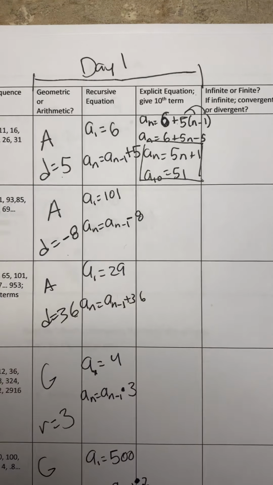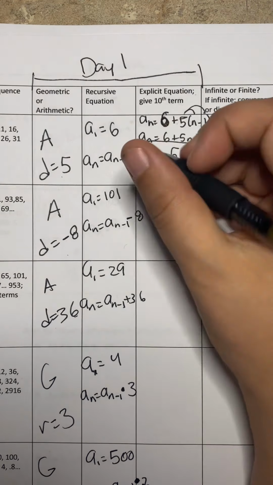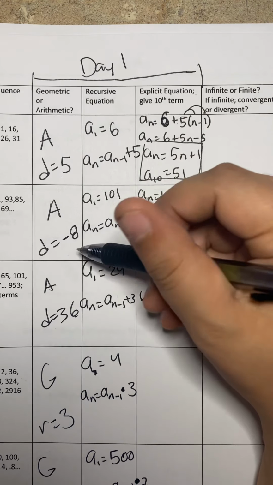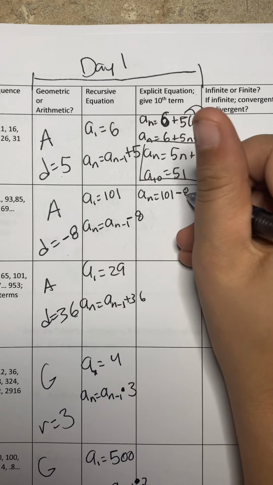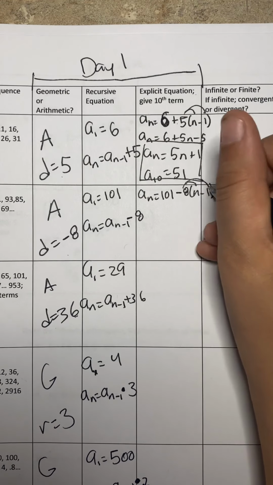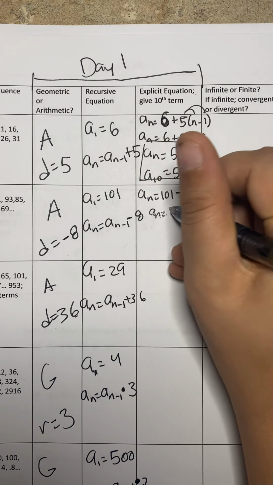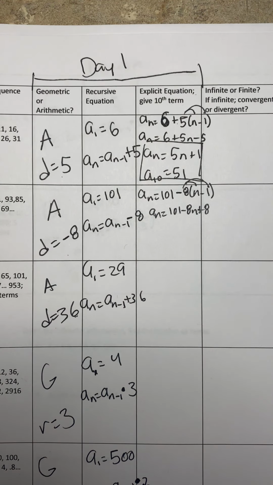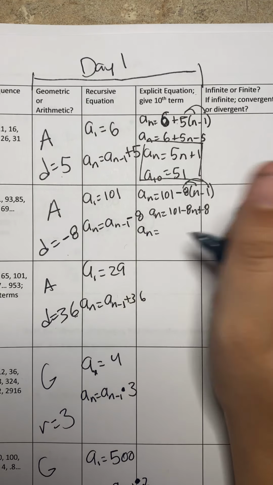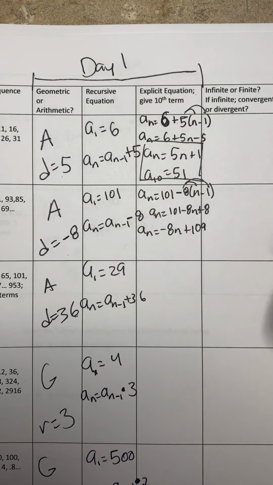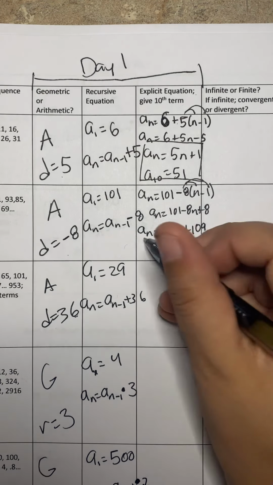So then let's look at the next example. Again, it's arithmetic. So we start with a sub n is equal to our first term, 101. And then our common difference is negative 8, so I'm going to put minus 8 times n minus 1. And then we simplify, so we distribute. So that becomes a sub n is equal to 101 minus 8n plus 8. Combine like terms, so that'll give me a sub n is equal to negative 8n plus 109. And again, that's my explicit equation there.